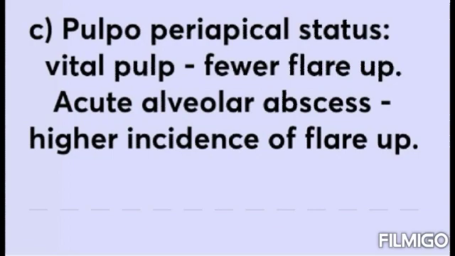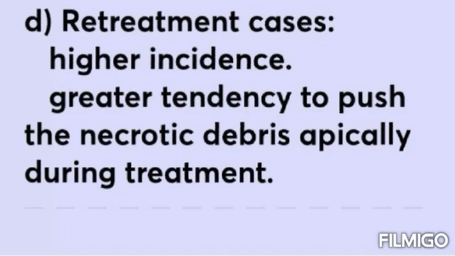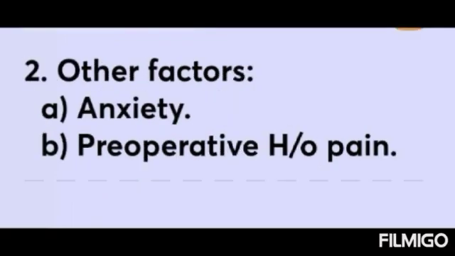It is another factor producing endodontic flare-up. Here, teeth with acute alveolar abscess have a higher incidence of flare-ups. In vital pulp, there are fewer flare-ups. In acute alveolar abscess, there is most commonly a higher incidence of flare-ups. And next, moving on to retreatment cases. They have a higher incidence and a greater tendency to push the necrotic debris apically during the treatment. So retreatment cases have a higher incidence because of the greater tendency to push the necrotic debris into the apical region.